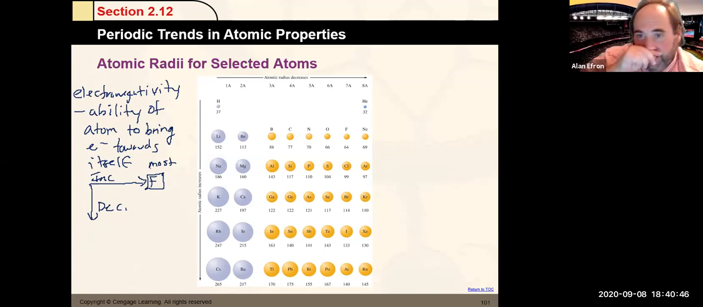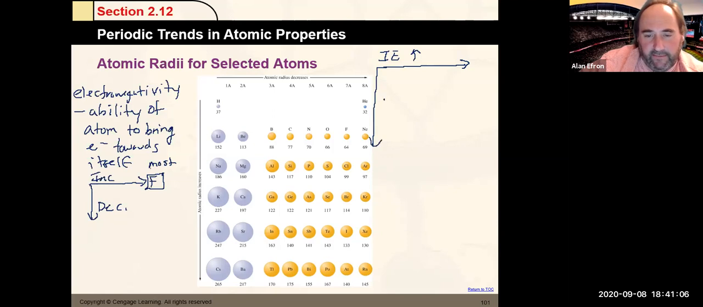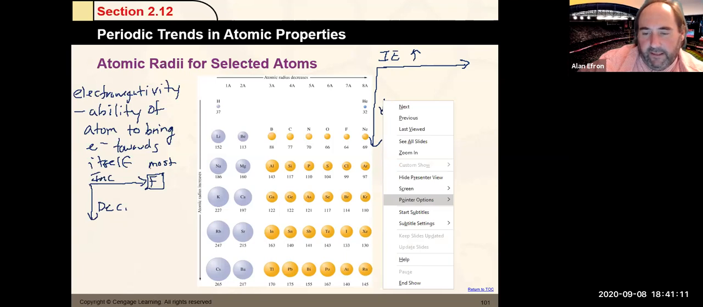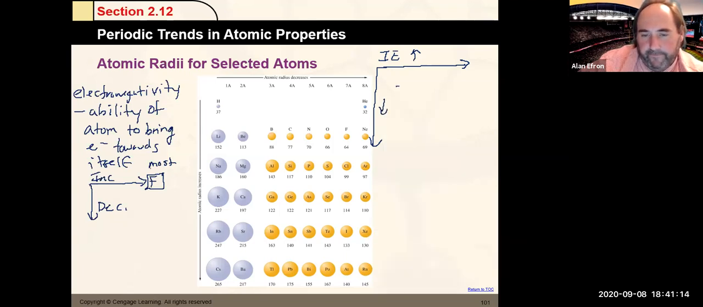So what do all these trends mean when we think about the periodic table? Well, let's think about all the trends we've been talking about. When we go up and to the right, the ionization energy increases, and it decreases as you go down. As we go up and to the right on the periodic table, the size gets smaller. And as you go down, it gets larger.